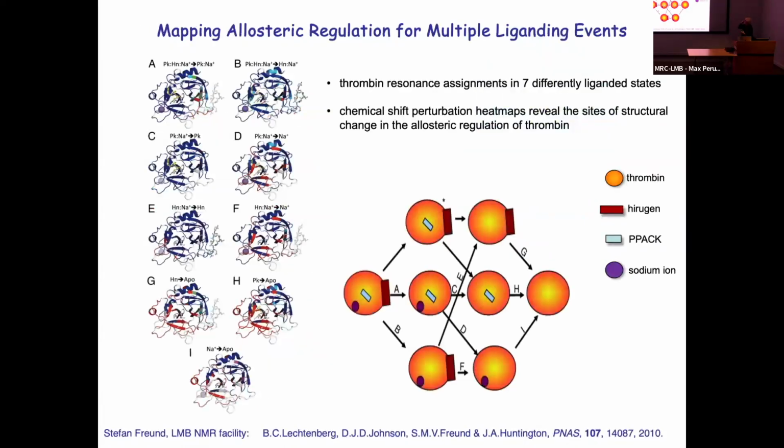Here's something where we can look at multiple liganding events at the same time. It's a bit difficult to see. There's coloring on these schemes that is showing what perturbation we see at each stage. Basically, it's a blood clotting protein in which we've got 3 different ligands that are binding. And we can look at the structural influence that it has on the protein as this gets perturbed as we add in each of the 3 different ligands. So we can decipher and delineate complex multi-liganding events. This comes from something that Stefan Freund did several years ago.